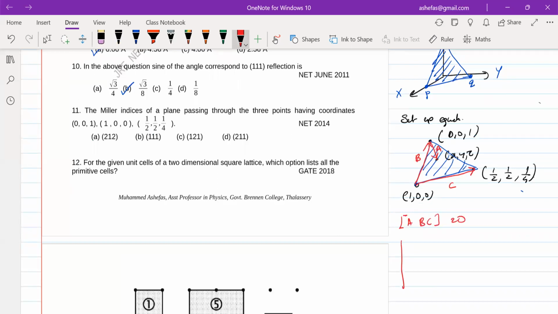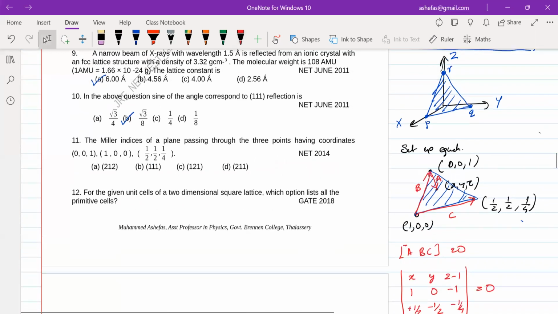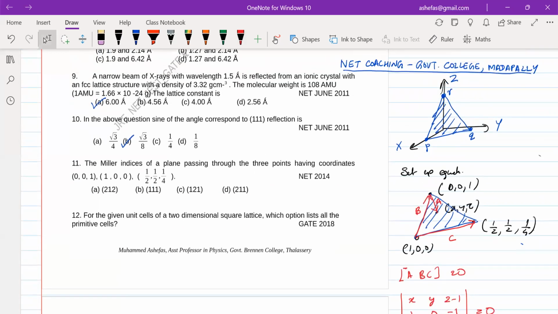So we have three vectors here: vector A, vector B, vector C. The box product of A, B, C would be 0. How can we write the box product A, B, C? The first vector, vector A, can be written as x, y, z minus 1. Vector B would be 1, 0, minus 1, and vector C would be half, minus half, then minus 1 by 4. This should be equal to 0. So this is a way to find the equation for the plane, and we can find the equation of the plane, as I am directly writing here.